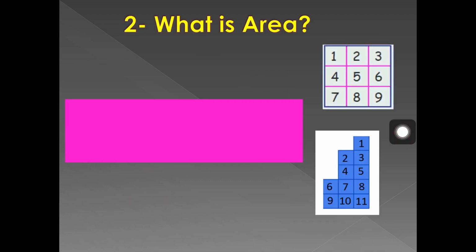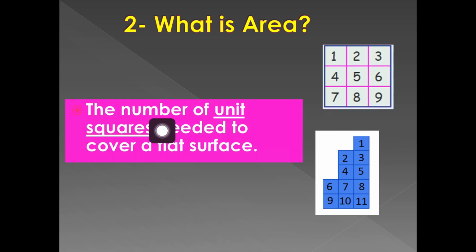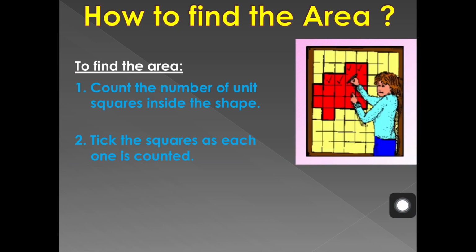Let's remember, what is area? Area is the number of unit squares needed to cover a flat surface. It's how many unit squares I have to cover my flat surface. Remember, when we're finding area, we need to do two things. Number one, I count the number of unit squares inside the shape, and I check them off as I count them so that I don't forget. Just like this lady over here, she is counting the squares and giving them a little check so that she doesn't forget which ones she has already counted.